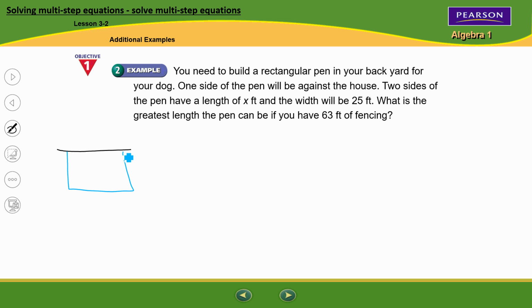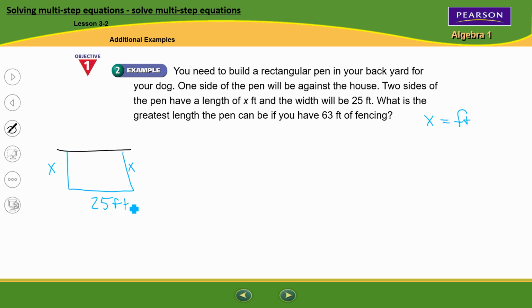Perfect. Two sides of the pen have a length of x feet. So two of these sides are the same. That would be this side and this side. And I want to put over here x equals feet. And the width of the pen is going to be 25 feet. So we've got all of this labeled. Beautiful. It says, what is the greatest length the pen can be if you have 63 feet of fencing?